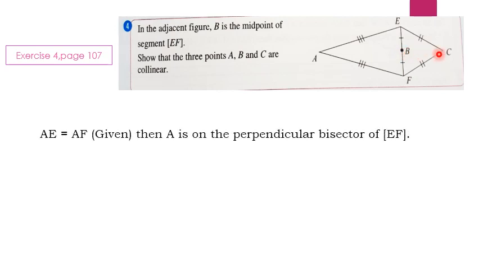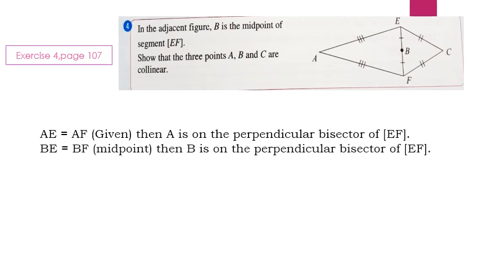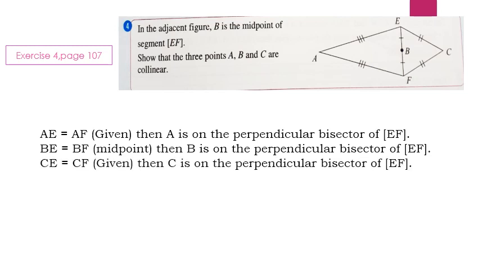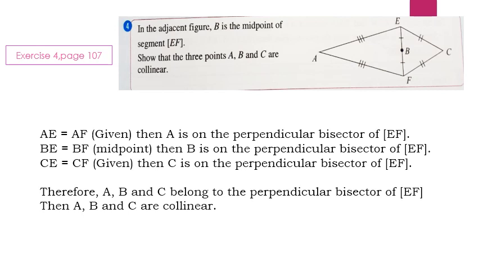Now let's see how to write this. AE equals AF, then A is on the perpendicular bisector of EF. Similarly, BE equals BF, then B is on the perpendicular bisector of EF, and CE equals CF, then C is on the perpendicular bisector of EF. Therefore, A, B, and C belong to the same perpendicular bisector. So, A, B, and C are collinear.